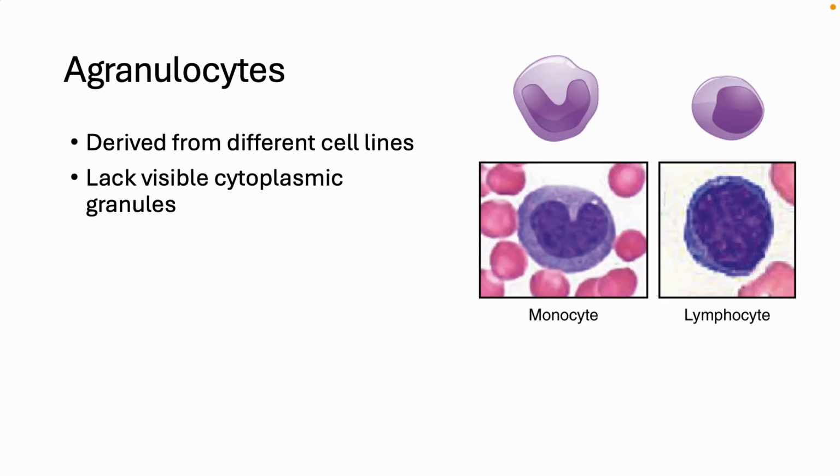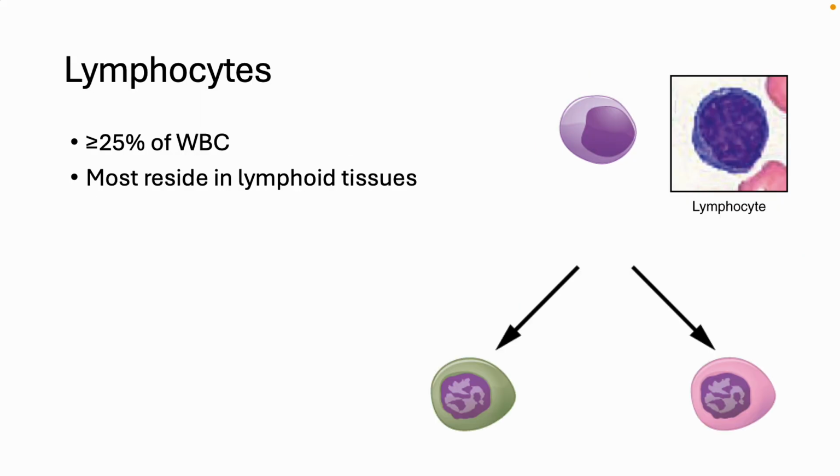All right, this brings us to the agranulocytes. These are derived from a slightly different cell line than most of the granulocytes, although there might be a common ancestor between one of them. What characterizes these from the others is that they lack the cytoplasmic granules. So first of all, we have the lymphocytes.